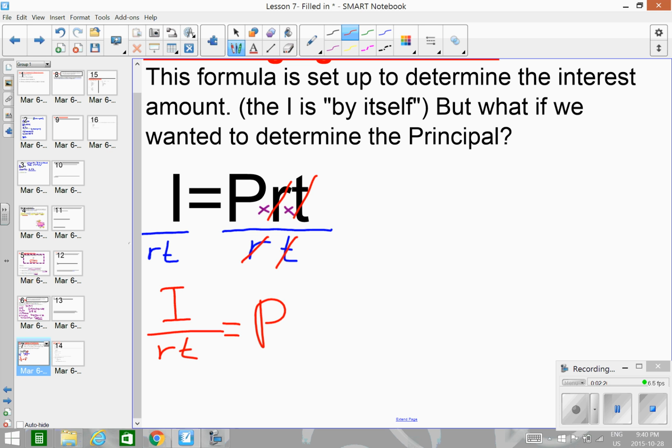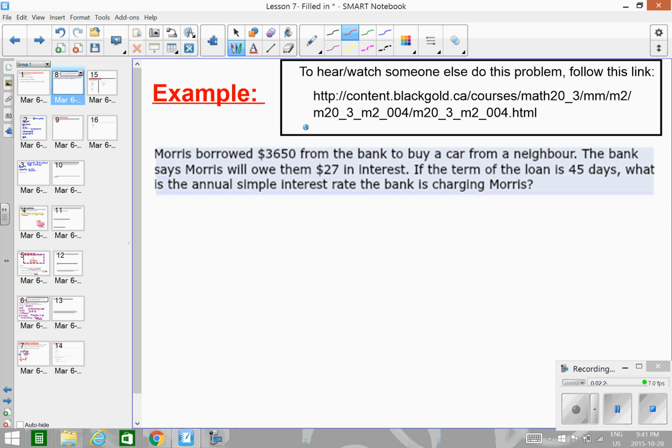So let's look at an example. Morris borrowed $3,650 from the bank to buy a car from a neighbor. The bank says Morris will owe them $27 in interest. If the term of the loan is 45 days, what is the annual simple interest rate the bank is charging Morris? So let's write down our formula we'll be using.